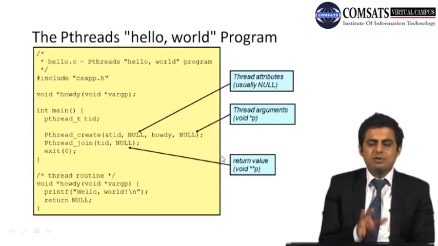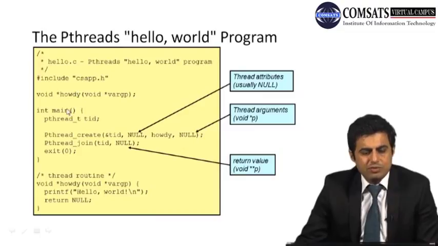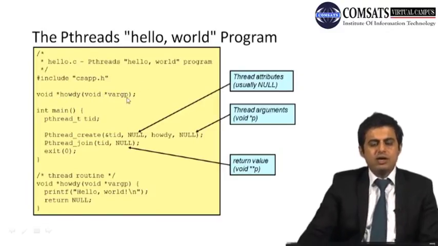Okay, this is a typical example of a hello world program where we are using some threads. If you look at this code, you have got hello.c, the program name, pthreads hello world program, and you are including a library which is csapp.h, because इस library के अंदर threads की support शामिल है. तो आपने जब भी threads use करने हैं C language के अंदर तो आप इसको add करवाएंगे. Then you have got ये declaration of a method, method howdy, void static var gp. तो ये उसका पैरामीटर है, ठीक है, और ये उसका नाम है.